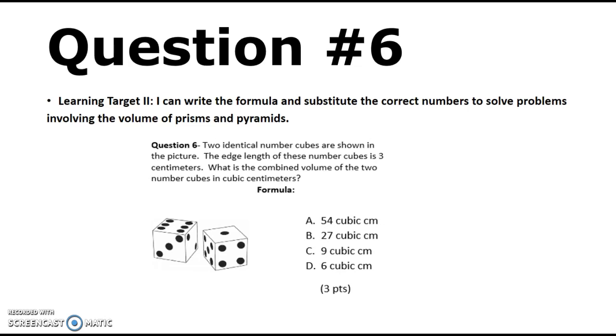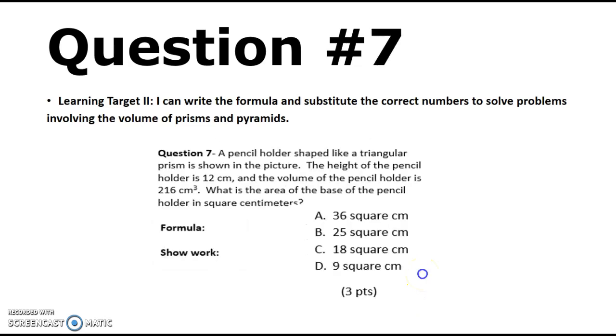A. 54 cubic centimeters. B. 27 cubic centimeters. C. 9 cubic centimeters. And D. 6 cubic centimeters. Question 7. A pencil holder shaped like a triangular prism is shown in the picture. The height of the pencil holder is 12 centimeters. The volume of the pencil holder is 216 cubic centimeters.